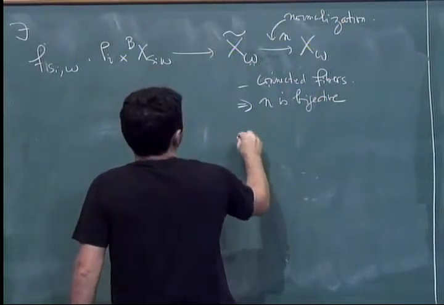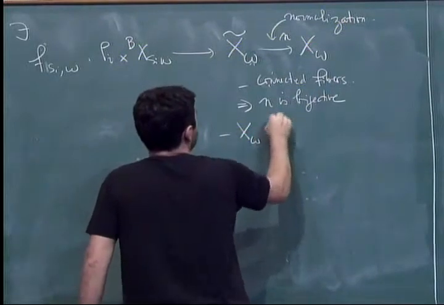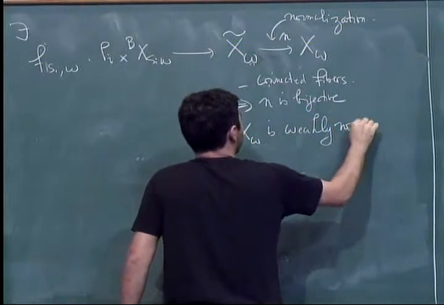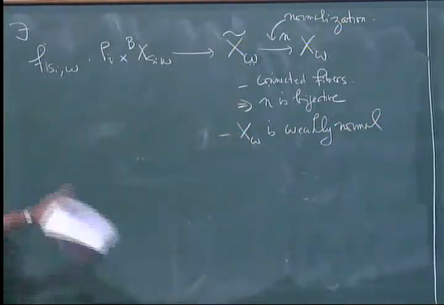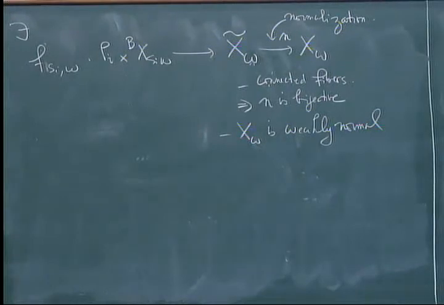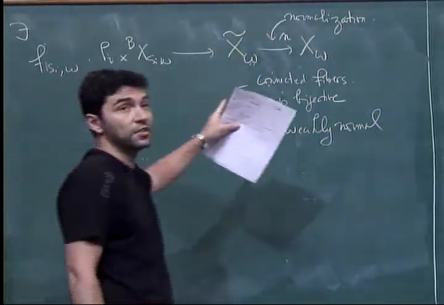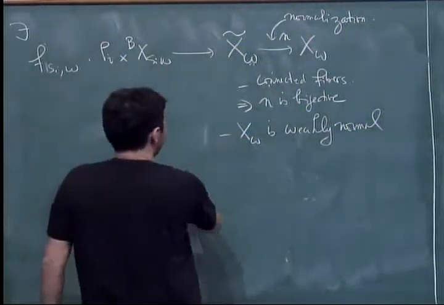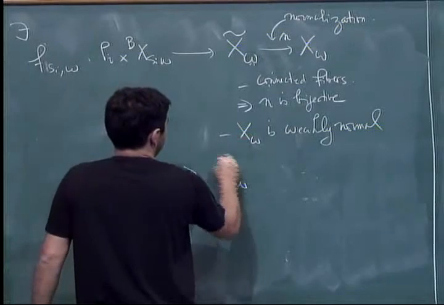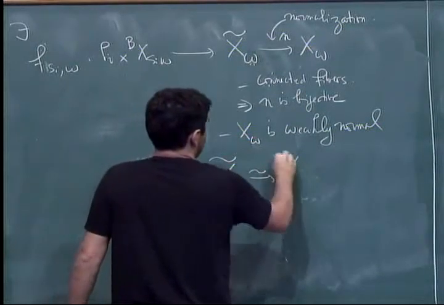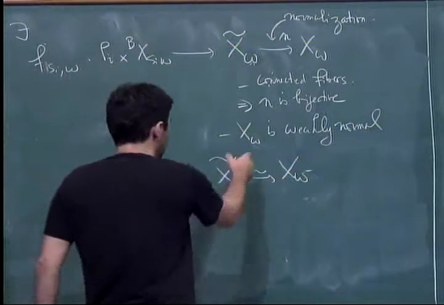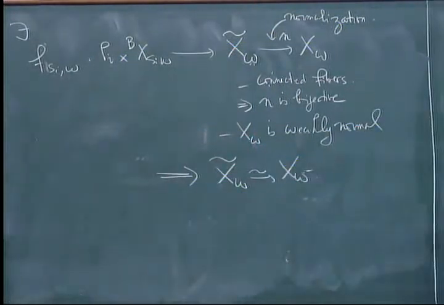And you know that X omega is weakly normal. Okay, so any finite, birational and bijective morphism has to be an isomorphism. So here we use the fact that the X omega is split.